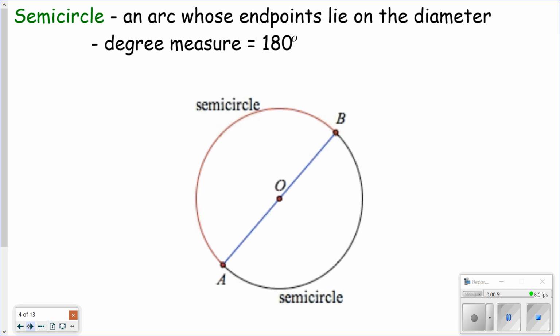A semicircle. A semicircle is an arc whose endpoints lie on the diameter. And we know that the measure would be 180 degrees. So once again, we have our arc here. We know this is a semicircle because it's half the circle. It lies on the diameter, and this measure is 180 degrees.